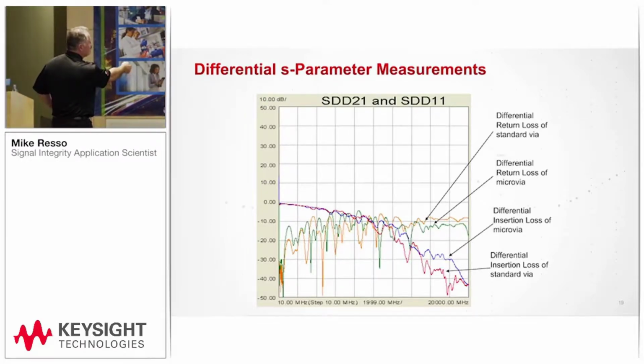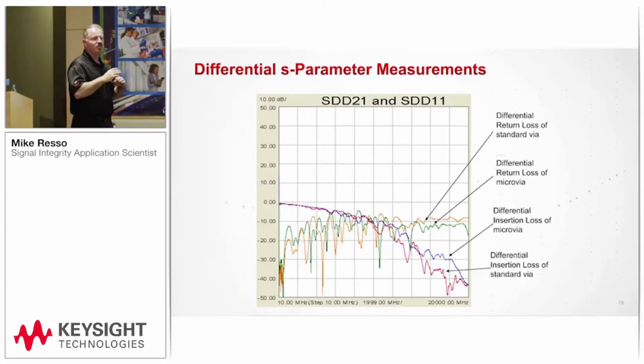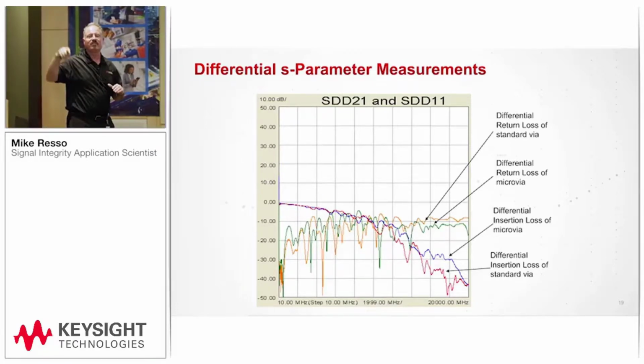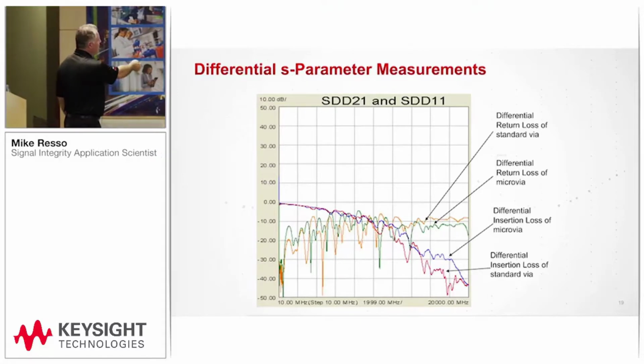And so starting with differential insertion loss, this is the blue and the red curve that come over like this. And here you can see the micro via has slightly better performance at high frequencies because of this smaller via. And so for differential insertion loss, you want that to be as close to a flat line as possible. If it were perfect and no loss, it would look like a straight line.